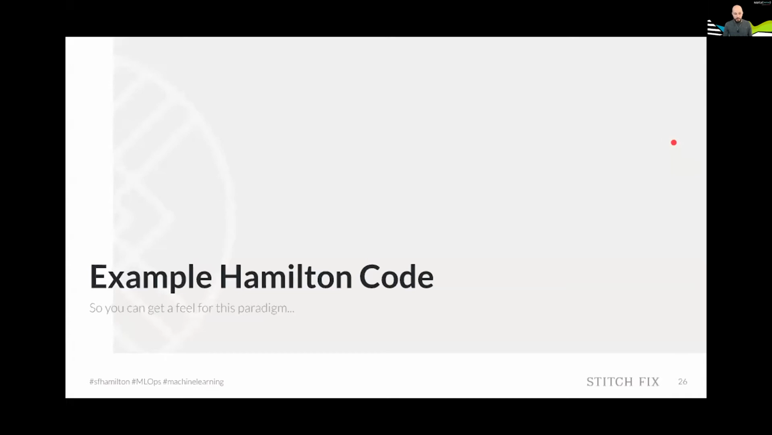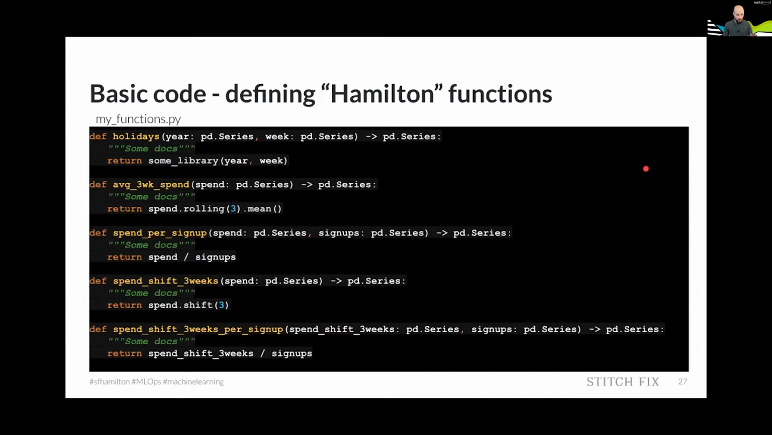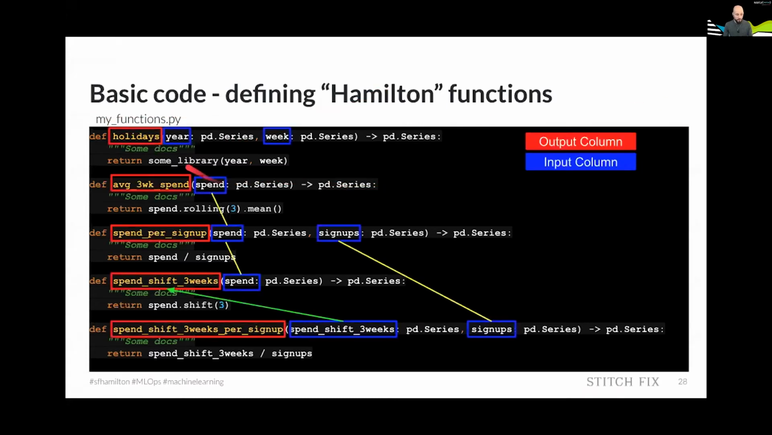So let me show you some Hamilton code so you can get a better feel for what I'm talking about. To use Hamilton, you essentially write Python functions, as I said before, and you stick them all into some sort of Python module. Here we're calling it myfunctions.py. The salient things to note are that the function names, if we want to create a data frame, represent the output columns that we want to request. And then it's very easy to see what inputs each function requires. And also in this case, note that if we want to compute spend shift 3 weeks per sign up, we need to compute spend shift 3 weeks, which is this function here, and so forth.